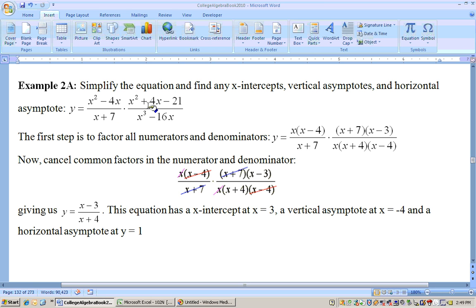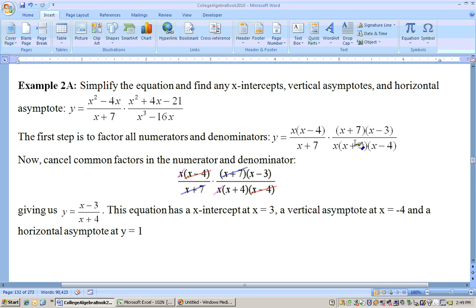This x squared plus 4x minus 21 factors into x plus 7 times x minus 3. And the x cubed minus 16x, well, an x factors out of that, leaving you with x squared minus 16, which is the difference of two squares, which factors into x plus 4 times x minus 4.